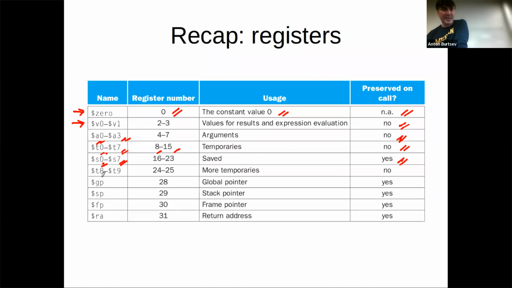Temporary registers T8 through T9. So they give us a couple more temporary registers here. Again, you don't have to preserve them.